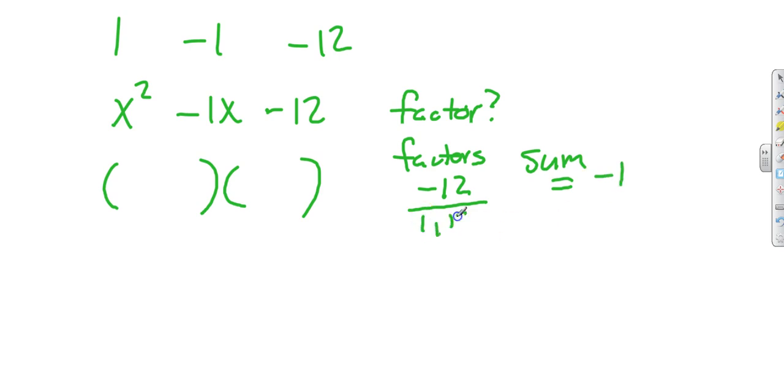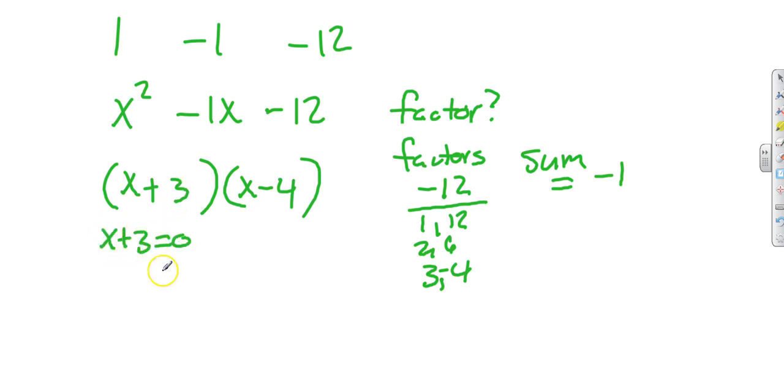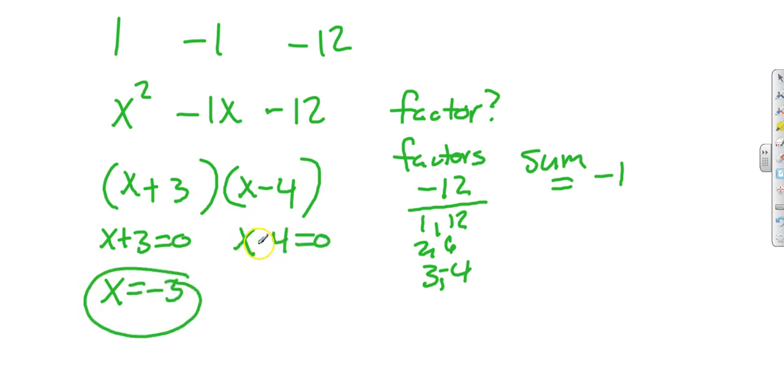Well, 1 and 12 isn't going to work. 2 and 6 isn't going to work. We can take 3 and 4 and get 1, right? Just make the 3 positive and make the 4 negative. So this would be x plus 3 and x minus 4. And that makes solving it really easy. This one we'll just subtract 3. And for this one, to solve it, we'll just add 4.